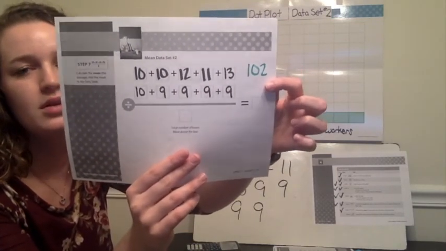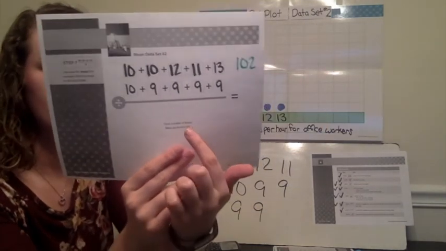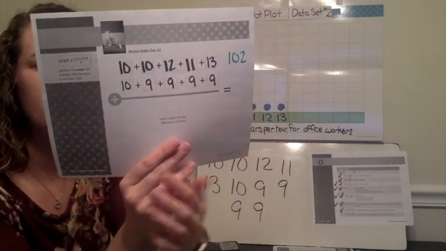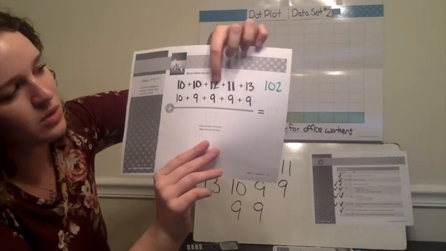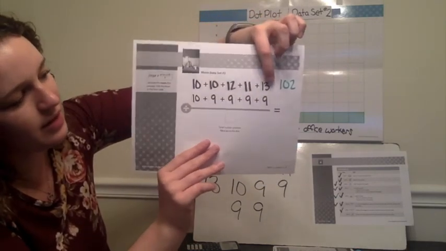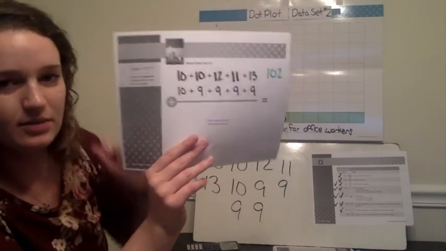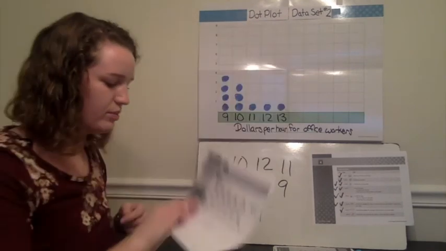102. Good. Okay. Now we have to figure out how many numbers we have in total, how many boxes we have filled up here. Okay, so let's count. We have 1, 2, 3, 4, 5, 6, 7, 8, 9, 10. So we have 10 numbers, so we're going to write 10 right here. So go ahead and put 10.